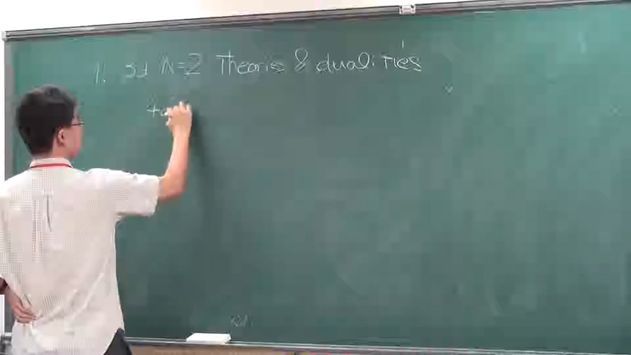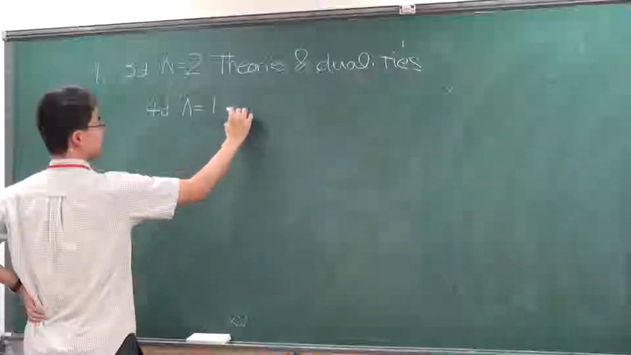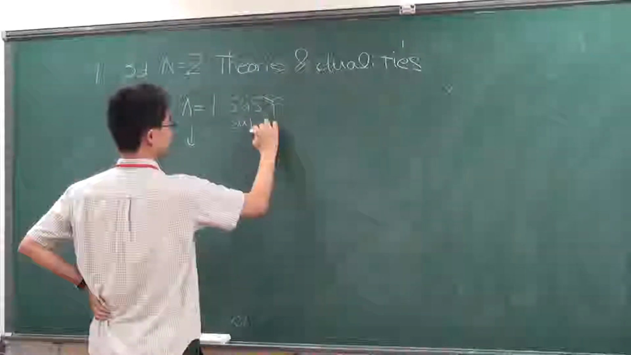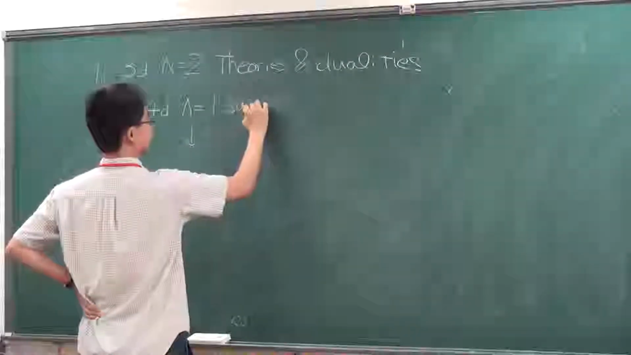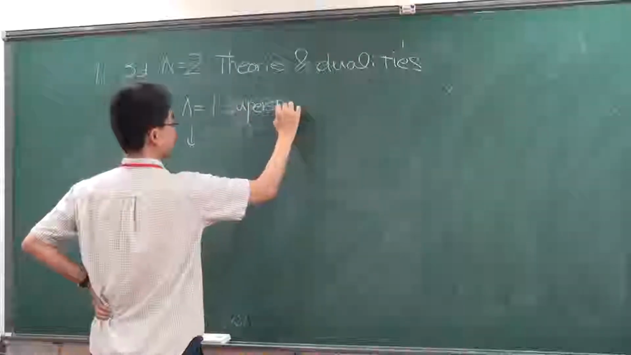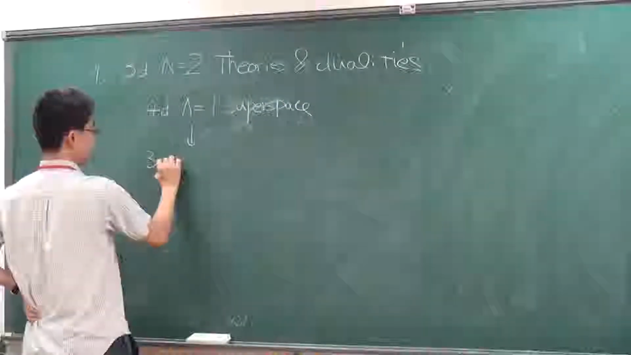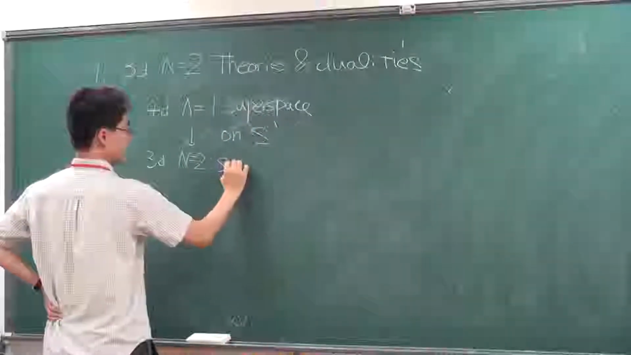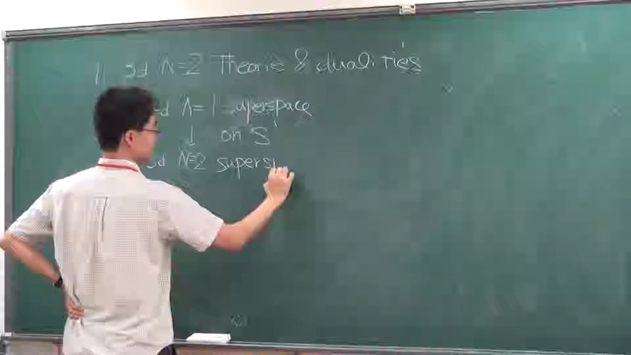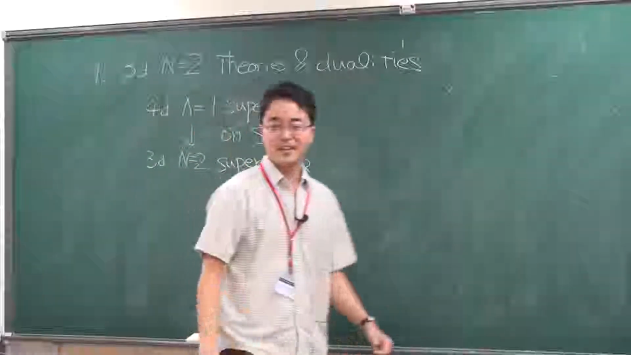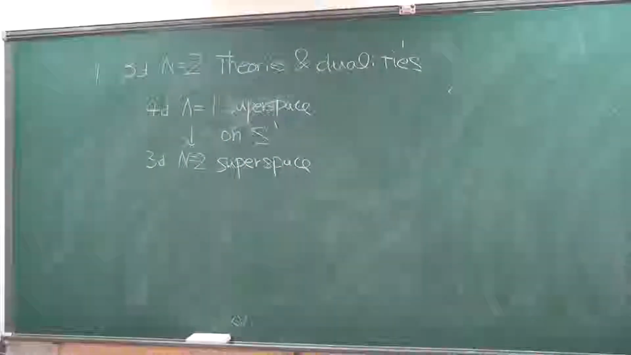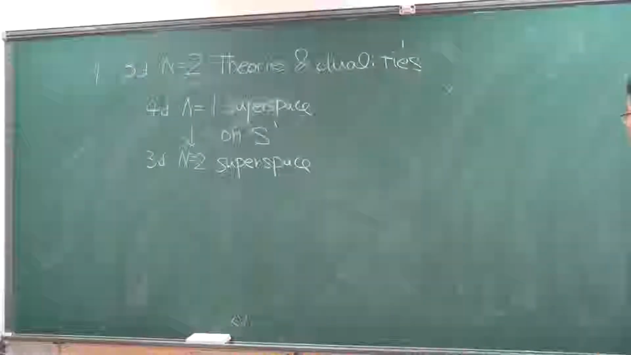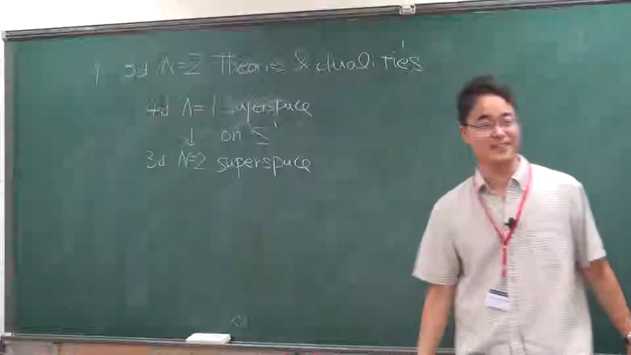In fact, the nice way to say that is that you take 4D N=1 superspace, and compactify on S1. Then we obtain 3D N=2 superspace. And this is very good because you can start with this 4D N=1 superspace, which you're familiar with, and then just do a little bit of modification and see what happens. So that's very easy in a sense.